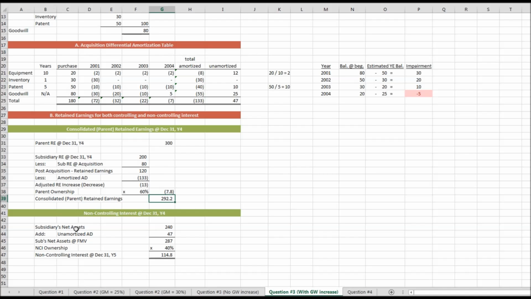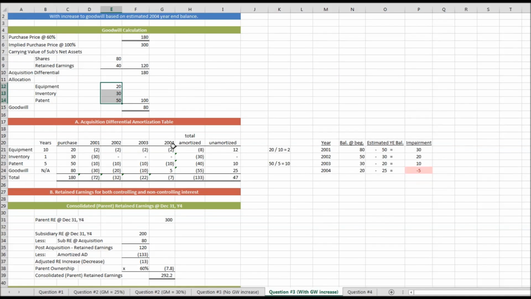So we want to grab the sub's net assets over here. You could either do that by calculating out the net assets, because we're provided the December 31st, 2004 balance sheet, or we could just take the shareholders' equity. That'll amount to 240. Now we want to add in our unamortized acquisition differential. The reason we're doing this is because the sub on the balance sheet is recorded as though nothing had happened, so it hasn't been appraised at fair value. None of these amounts have actually gone up to the fair value over here, so these aren't recognized in there.